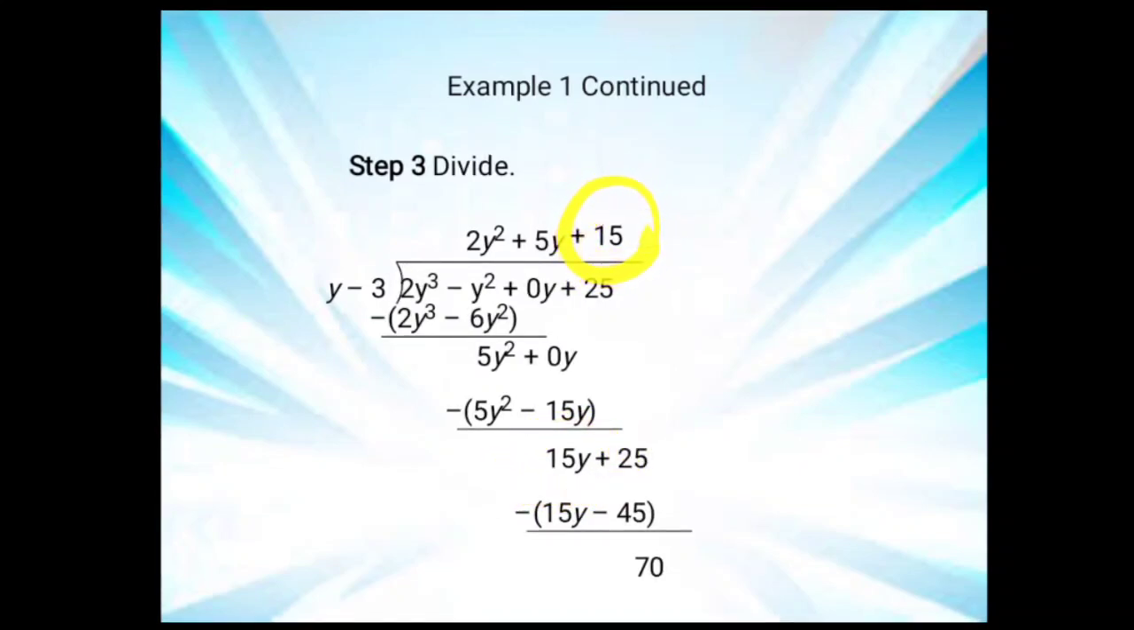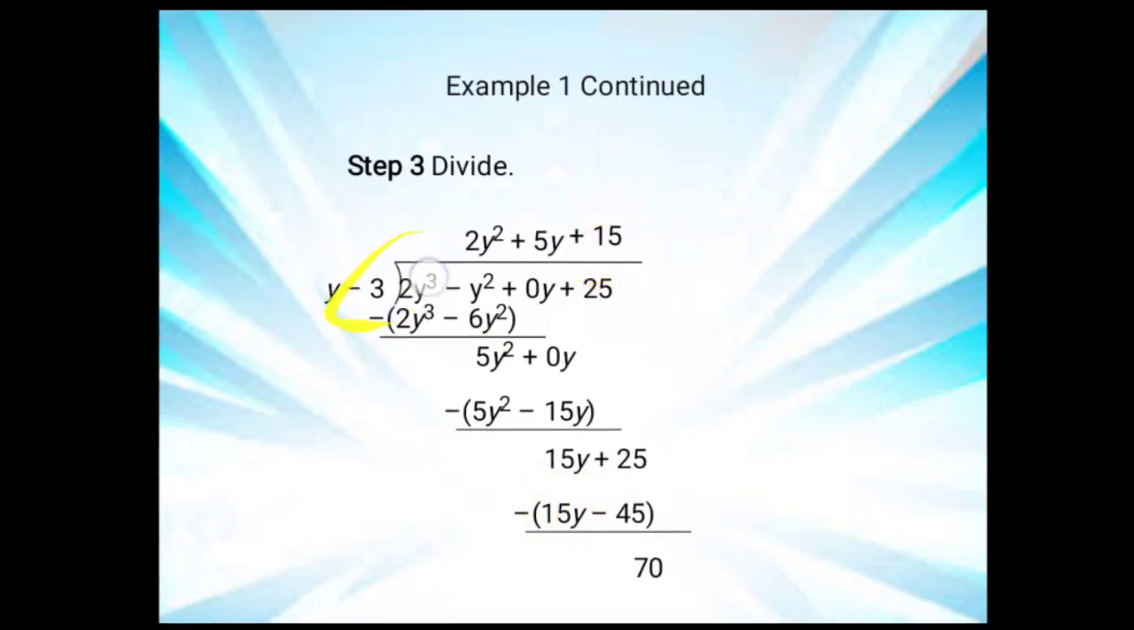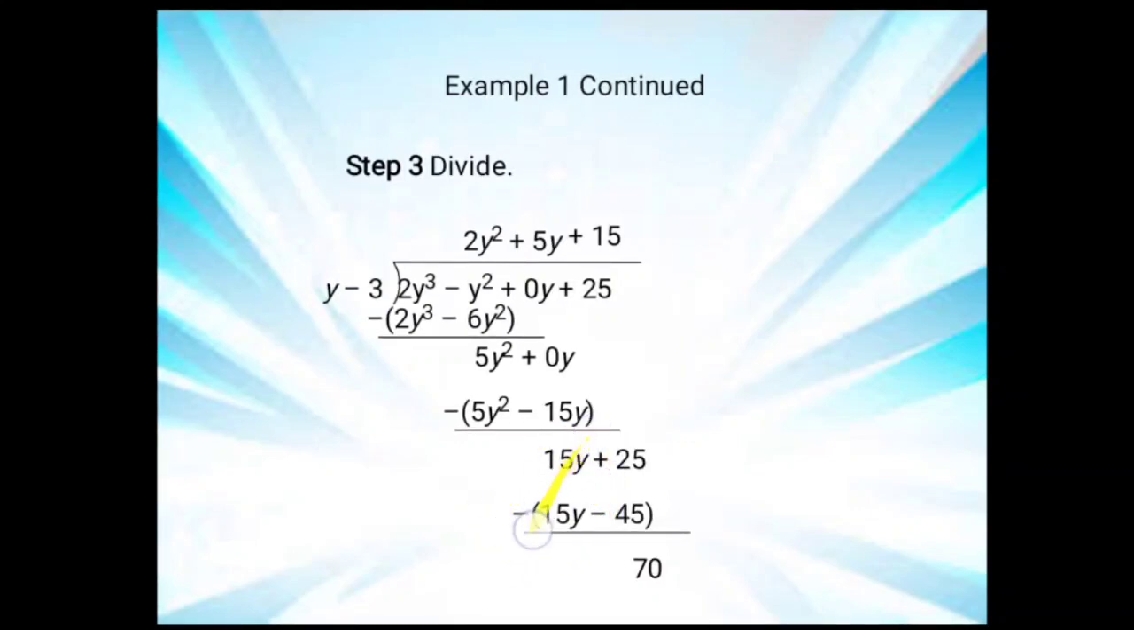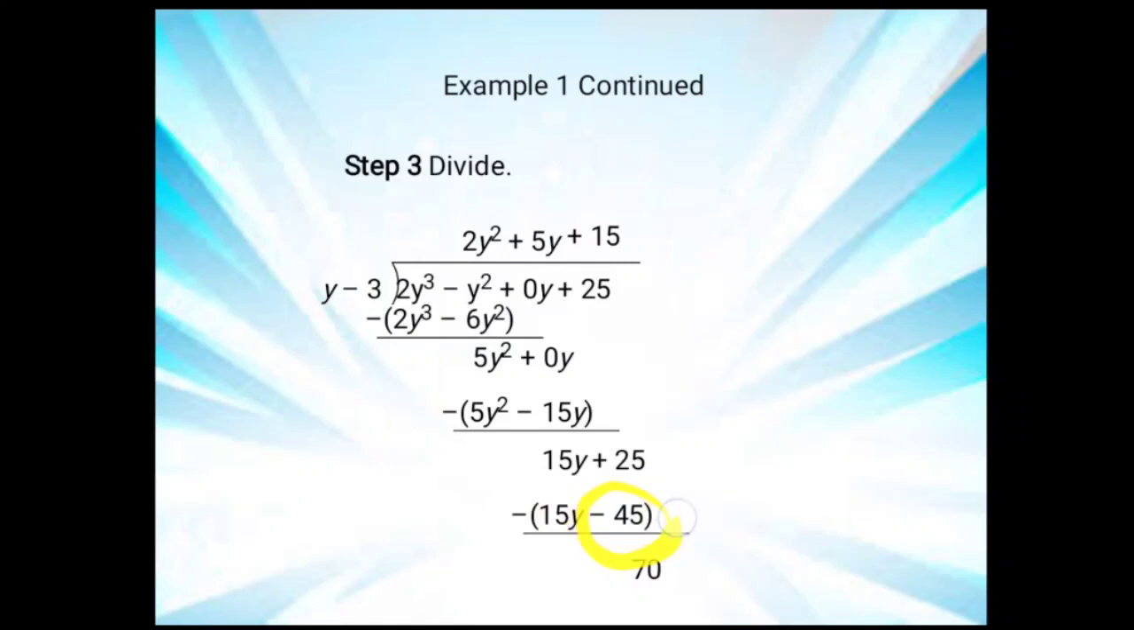Okay? So after that, let's multiply this to the divisor. So 15 times y is 15y. Then 15 times negative 3 is negative 45. Then after that, proceed to subtraction. 15y minus 15y is 0. Then 25 minus negative 45. So keep, change, change. Keep, change to addition, change to positive. So 25 plus positive 45 is positive 70.